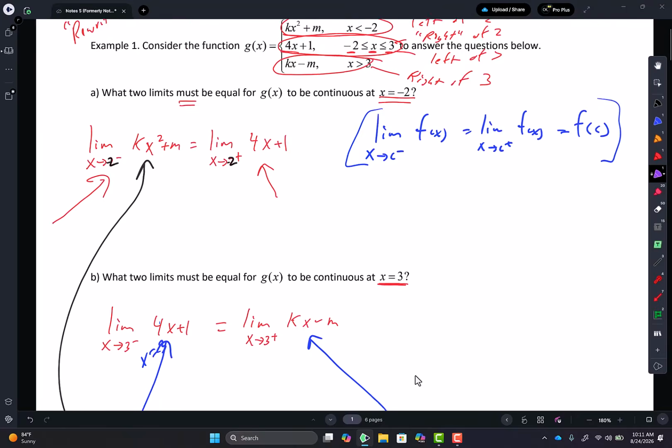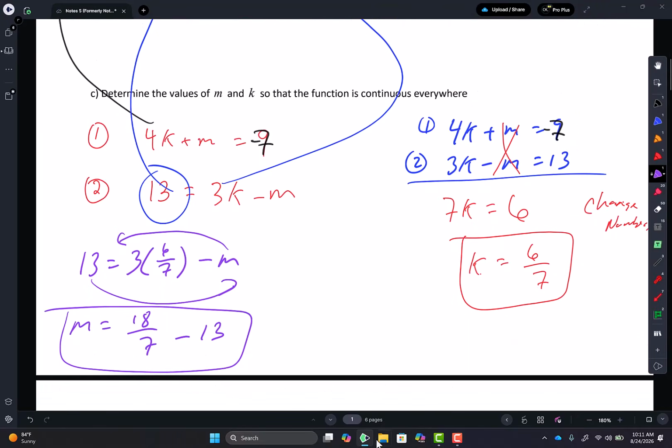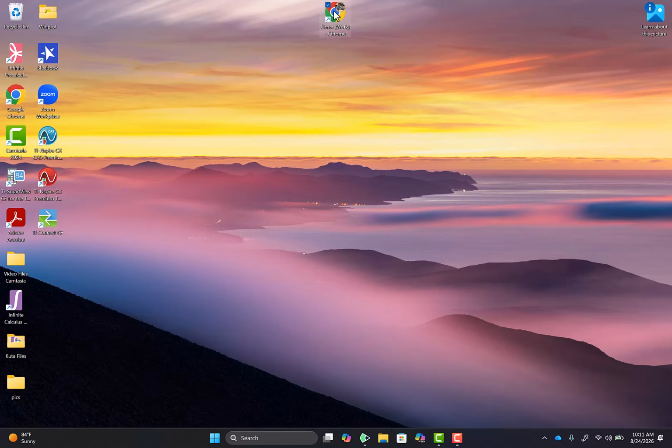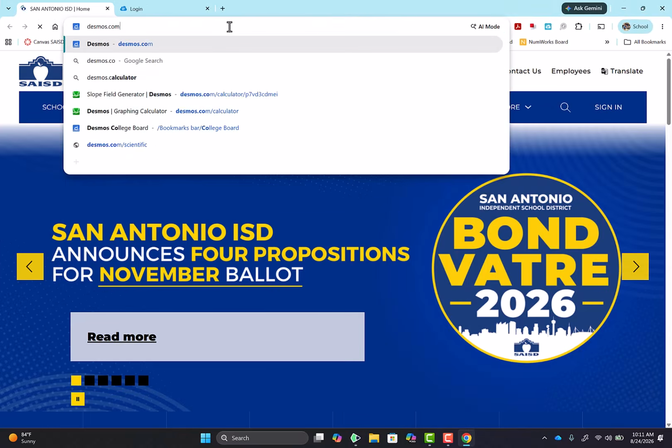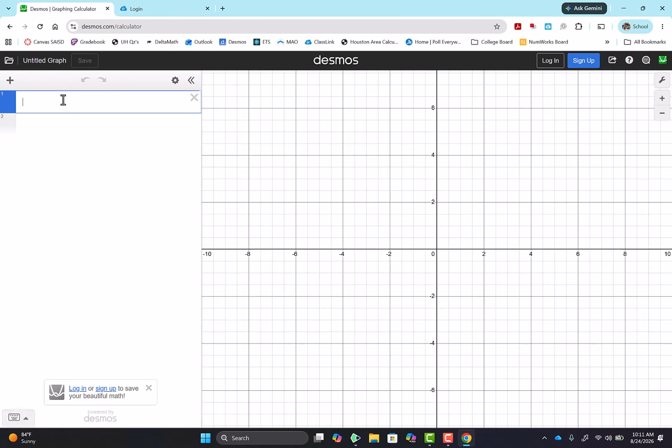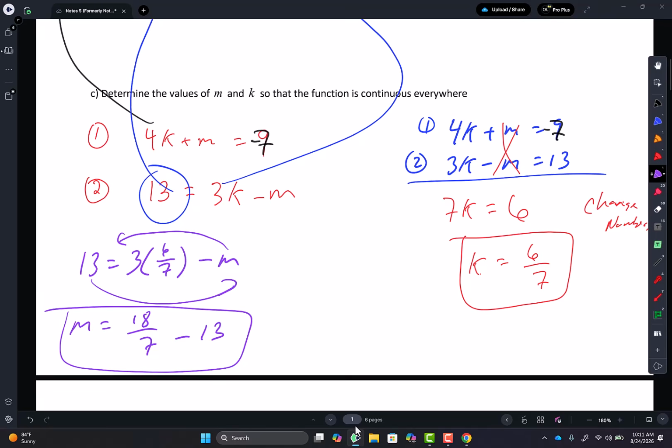All right, so here we go. Let's see what this is. What is this? 18 over 7 minus 13. So let me go to Desmos. What was it? I already forgot it. 18 over 7 minus 13. Okay, so negative 73 over 7. Oh, yeah, my short-term memory is bad. M equals negative, see, I already forgot. Negative 73 over, was it 7? Negative 73 over 7.